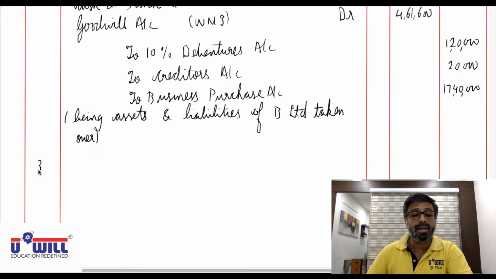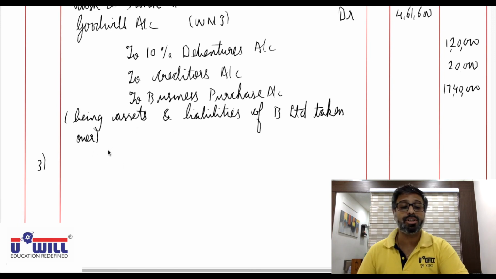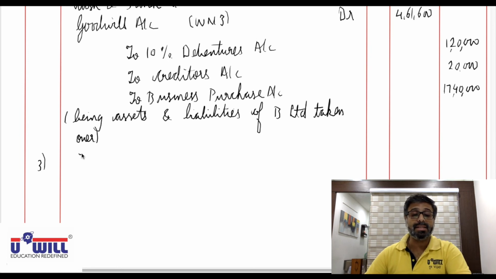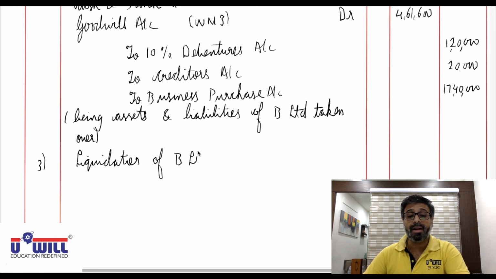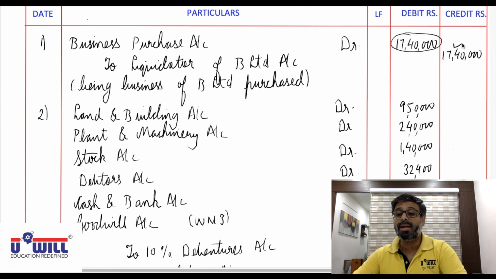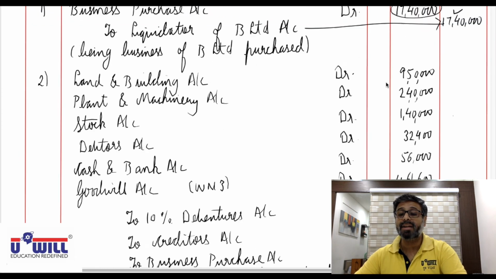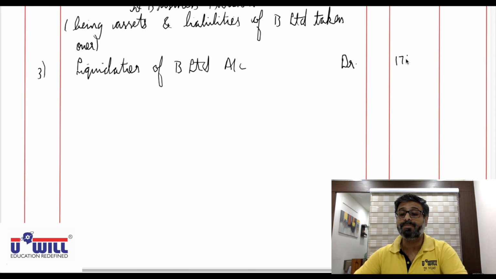Okay. Now the third entry, settlement of purchase consideration. The liquidator is the receiver, so debit the receiver, liquidator of B Limited account debit. With what amount? See the first entry to get the amount. Liquidator of B Limited debit with 17,40,000.